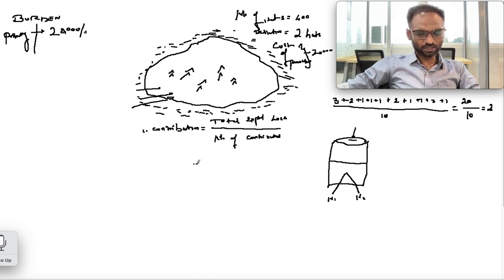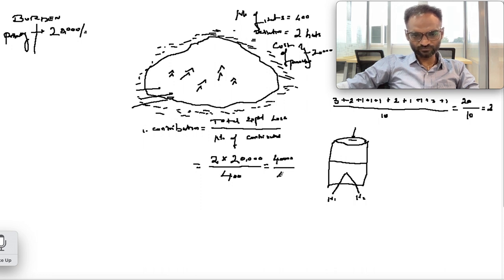So what is the total expected loss? It is expected that 2 huts would get destroyed as per past experience, and each and every hut needs 20,000 to be back in shape. This total loss should be equally distributed among 400 hut owners. So 2 times 20,000 is 40,000 in the numerator, and 400, the group size, comes in the denominator. So the outcome would be 100 rupees.